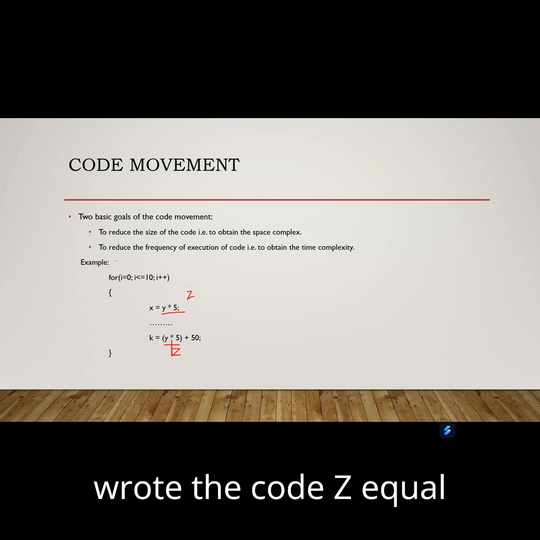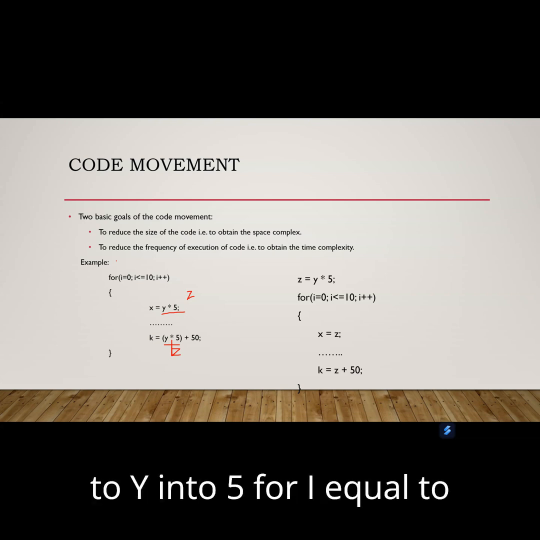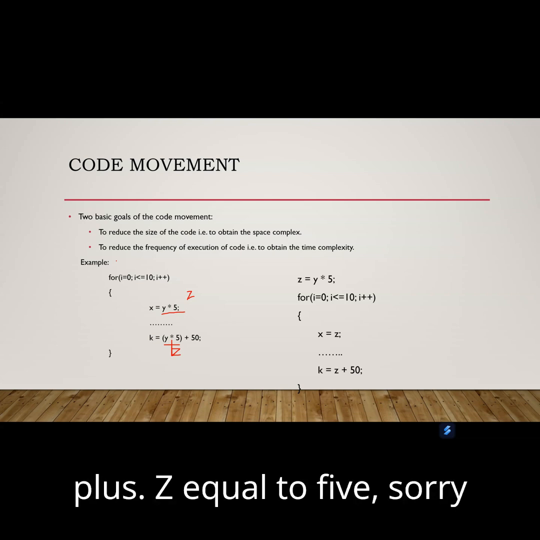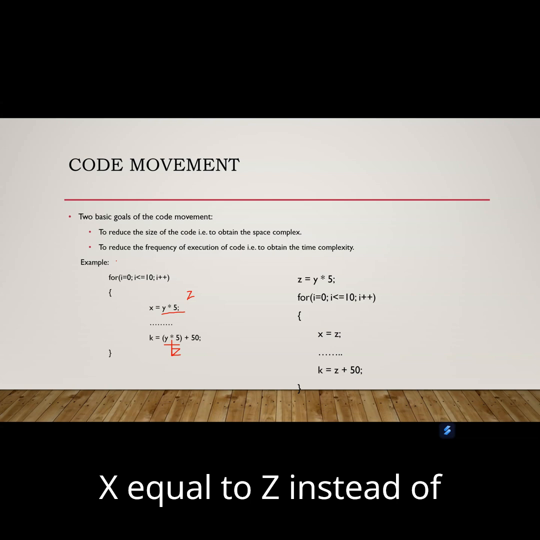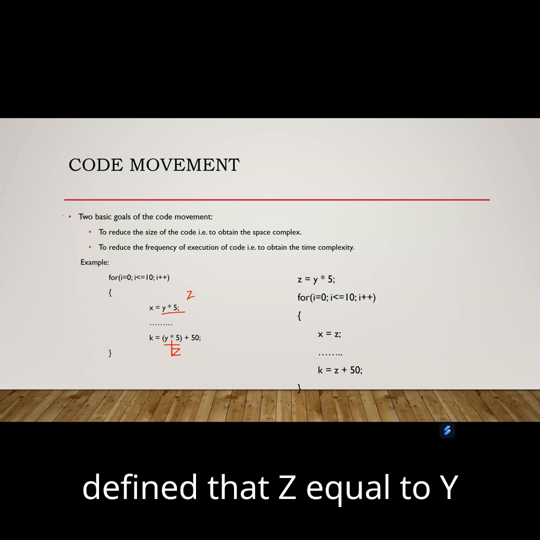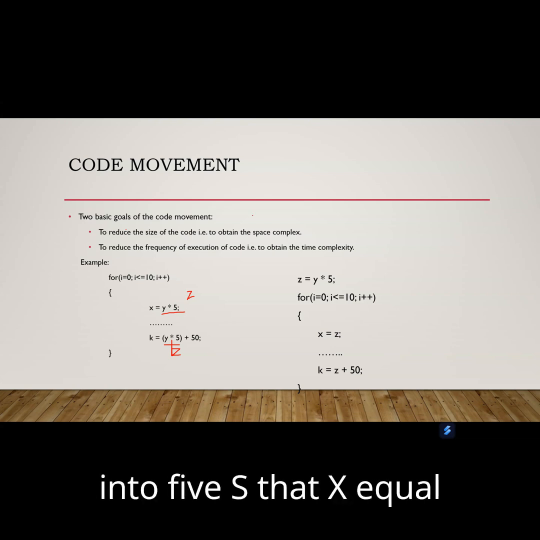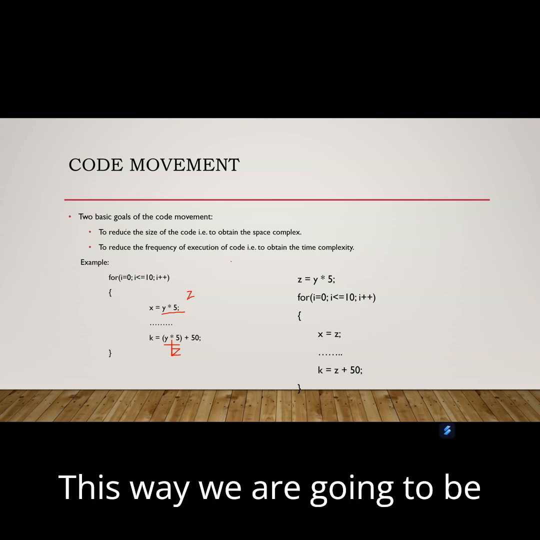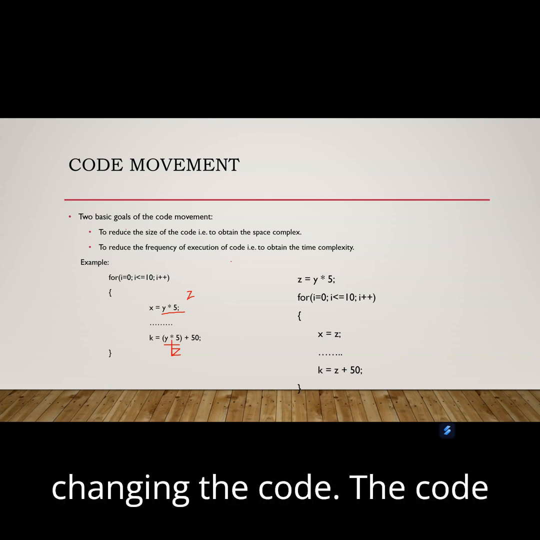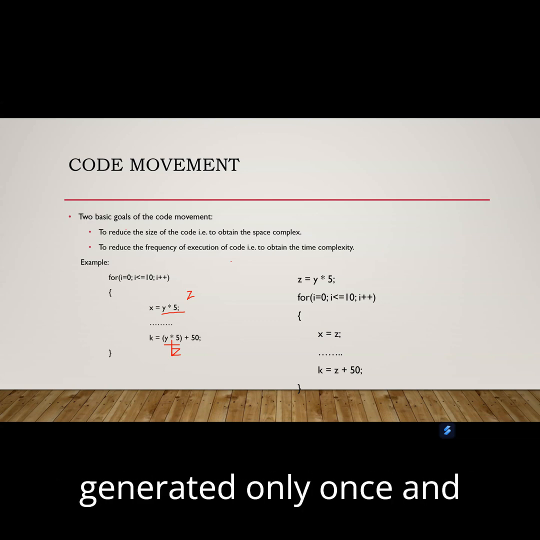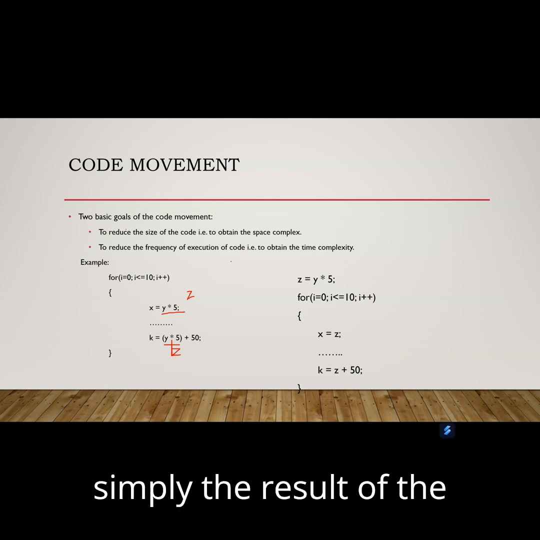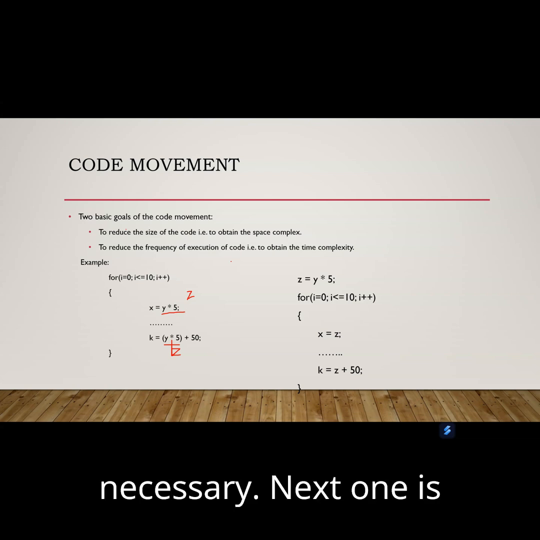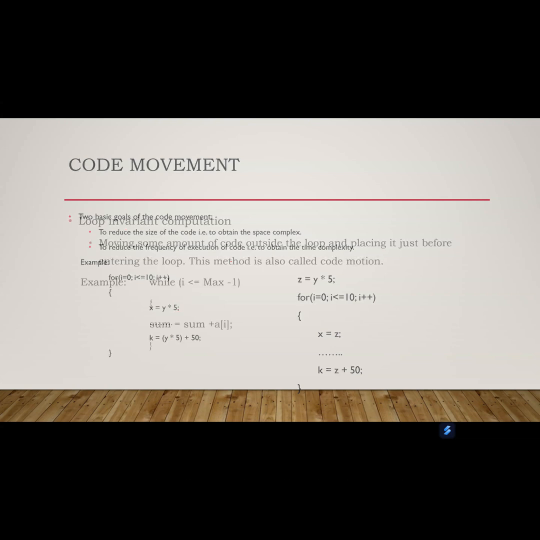Let us see how I wrote the code. Z equal to y into 5, for I equal to 0, I less than or equal to 10, I plus plus, x equal to z instead of y into 5. Already we defined that z equal to y into 5, so x equal to z, k equal to z plus 50. This way we are changing the code. The code for y into 5 will be generated only once, and simply the result of the computation is used whenever necessary.